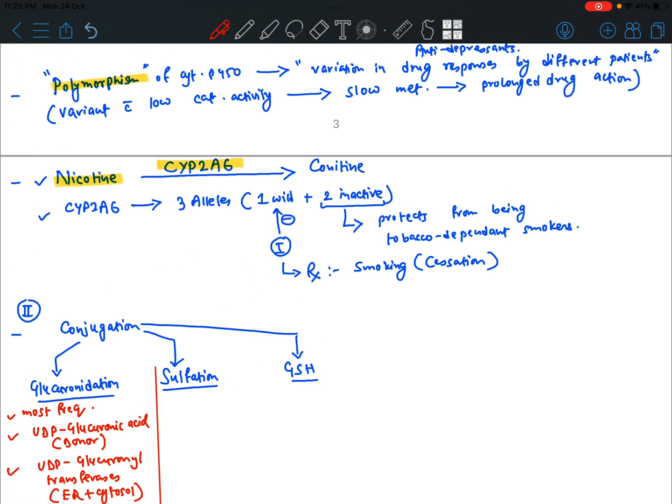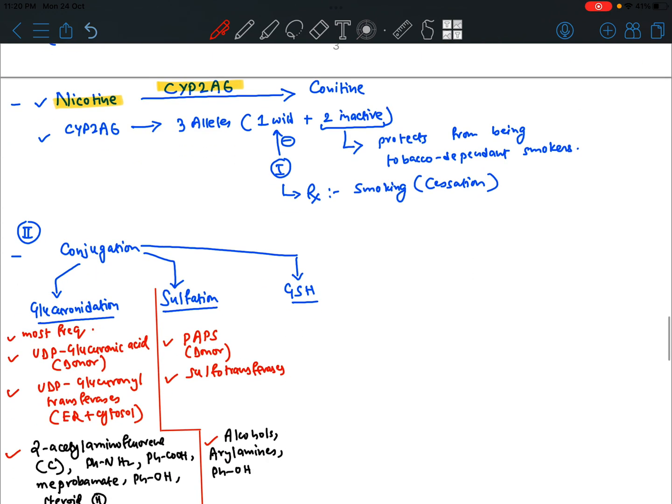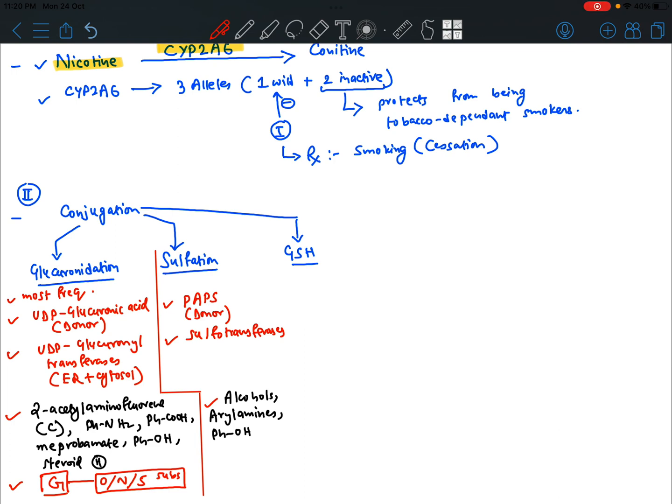The sulfate donor here is PAPS, which is also known as the active sulfate. What is PAPS? PAPS is adenosine 3' phosphate 5' phosphosulfate, right? I'm not writing all that. It's also known as active sulfate. This is the sulfate donor, and the enzyme is obviously sulfotransferases.